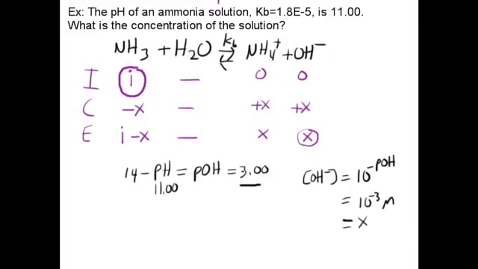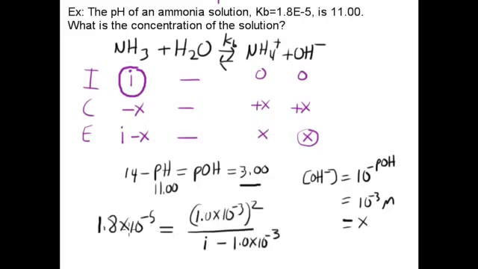So now I'm going to plug everything into my equilibrium expression and solve for I, my initial concentration. So I get that K is equal to x squared over I minus x. I'll graph that: y equals 1.8 times 10 to the negative fifth, and y equals 1 times 10 to the negative third squared over x minus 1 times 10 to the negative third, and find the intersection, and that'll be my I value. And then I found the intersection of 0.057 molar for my initial concentration.